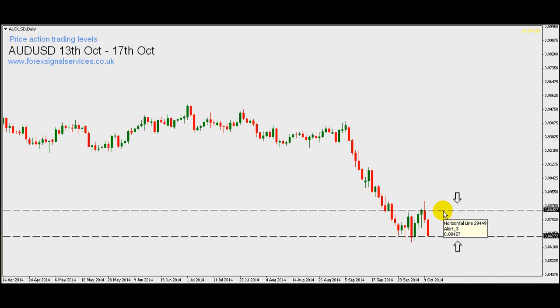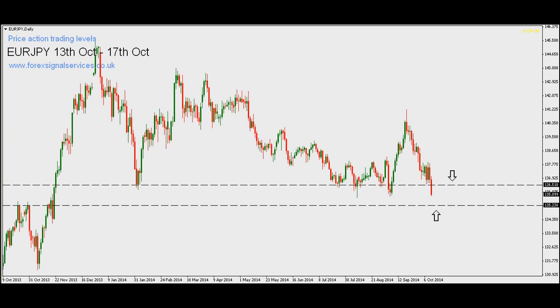Alternatively, if you break under this level at 86.77, then wait for that level to be retested before going short down from this level. I would actually prefer to see a pullback up here to 88.42 before going short, and then seeing a bearish candlestick down from here to continue this downtrend. So on Aussie dollar, 88.42, 86.77. On EURJPY, you can see the levels here.